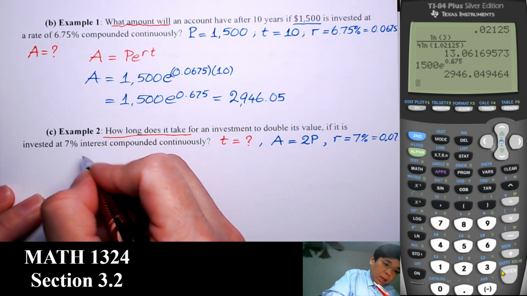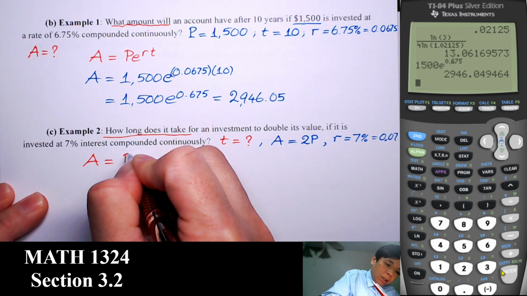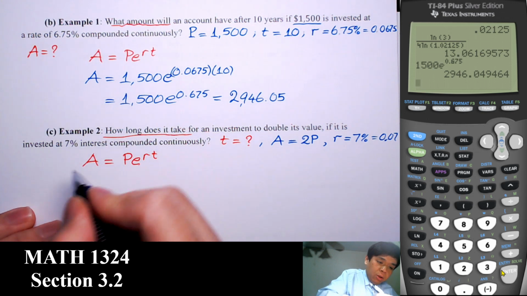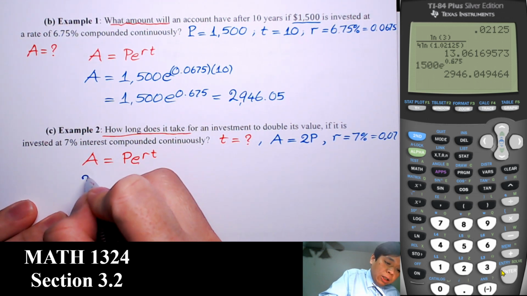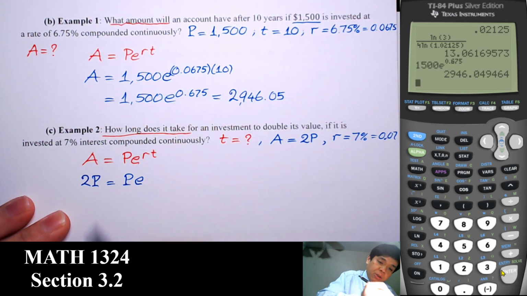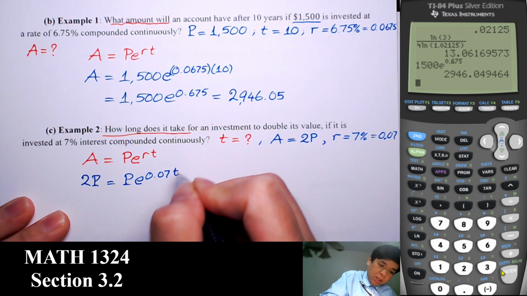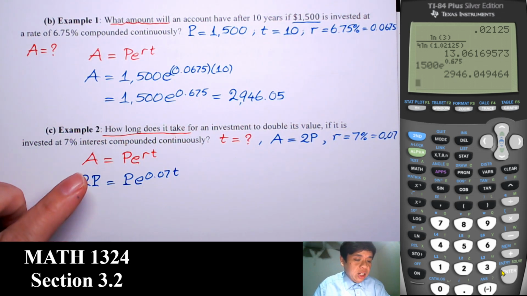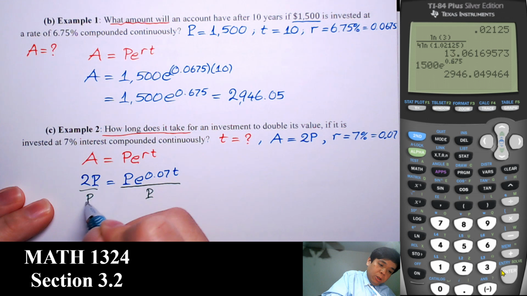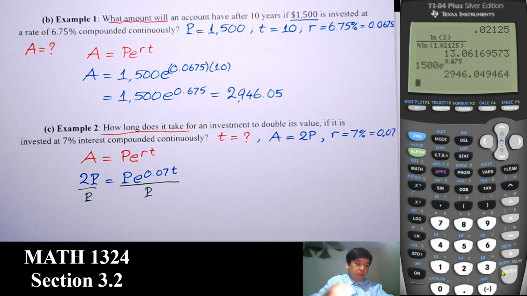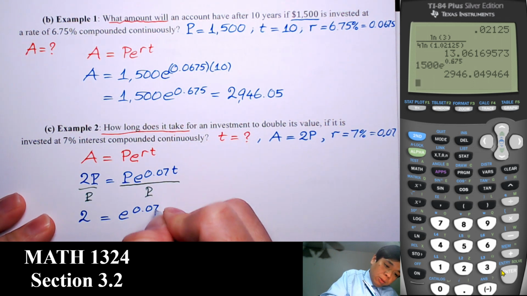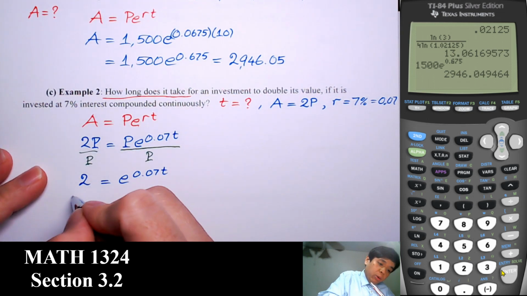So A equals P e^(rt). So A is equal to 2P. P is still P. e, the rate 0.07, times t. Just like before, if we have A and P, the first thing we do is divide by the principal, so that cancels out, and we have that term by itself. Next we'll take the ln on both sides.